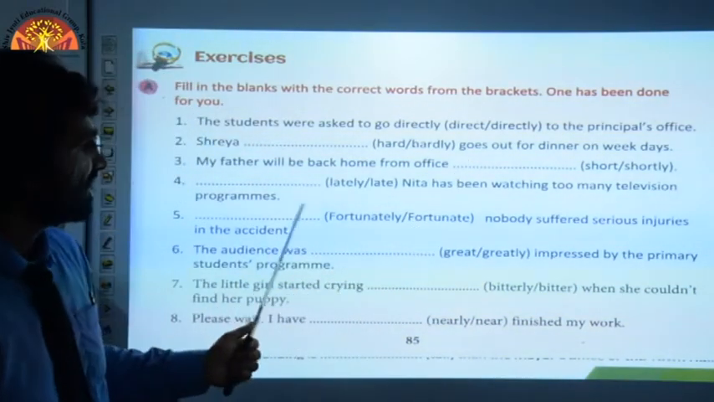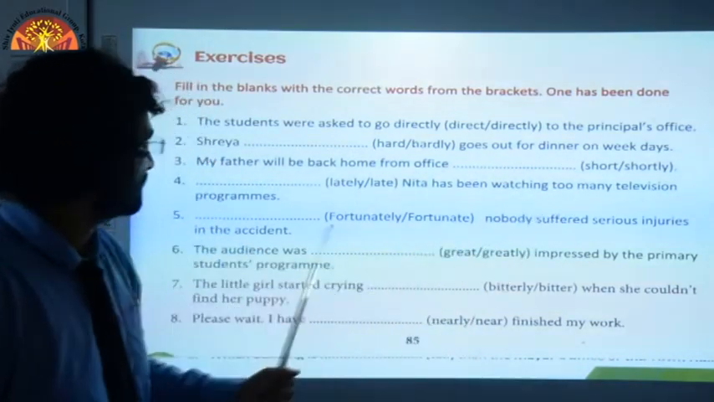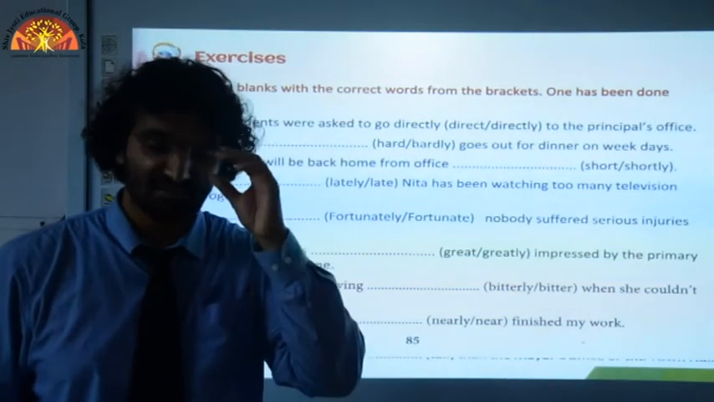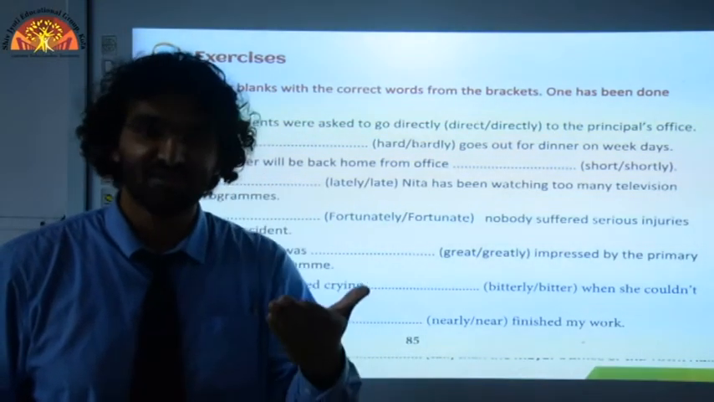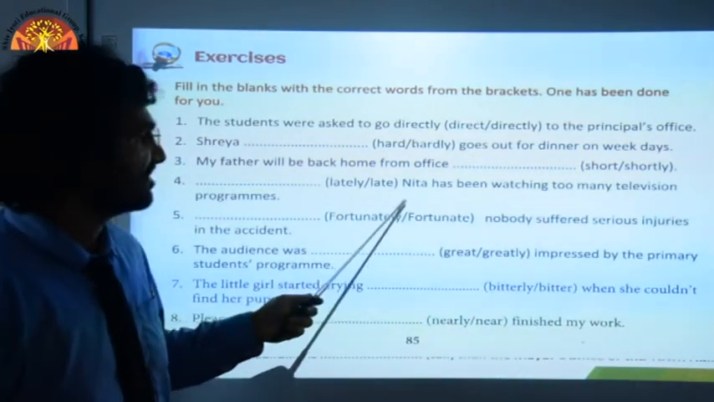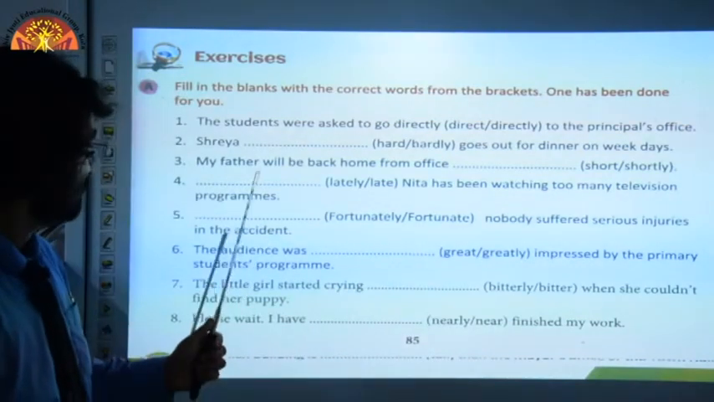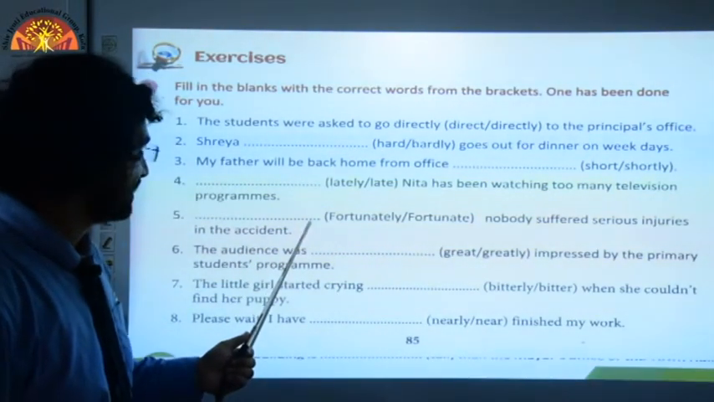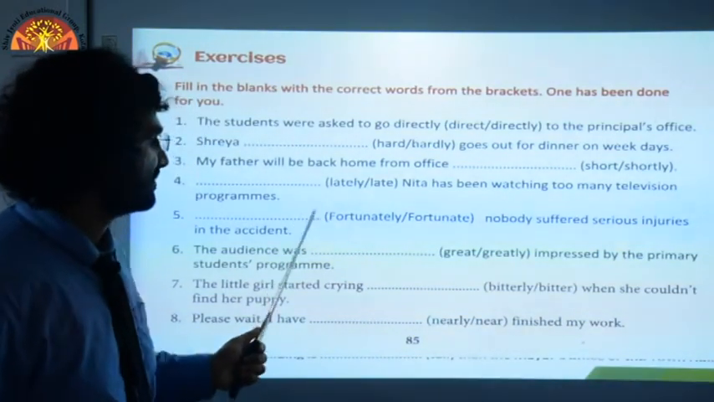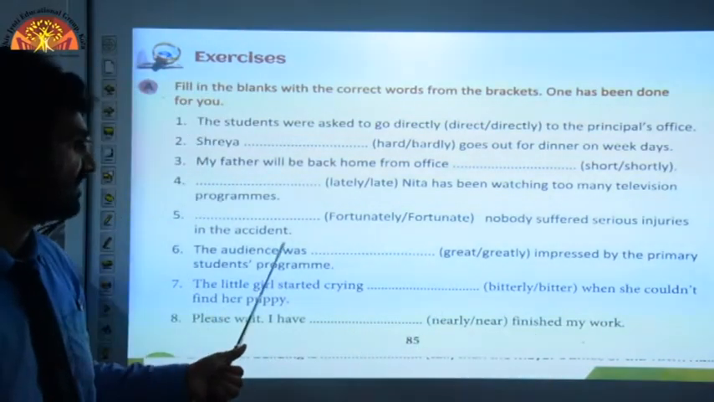Number 4. Dash Nita has been watching too many television programs. What should be the right answer? Can you think? Yes, try to think. Come on, come on. Yes, the right answer is lately. Lately, Nita has been watching too many television programs. We are going to do this 5th one, and then the rest of them you will have to do on your own. Dash nobody suffered serious injuries in the accident.